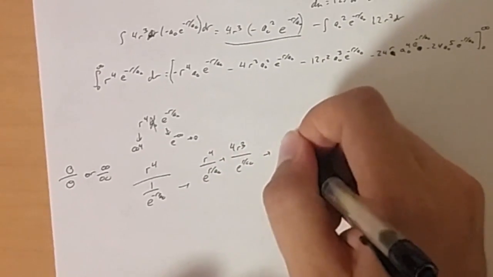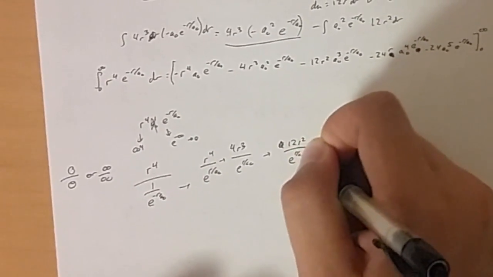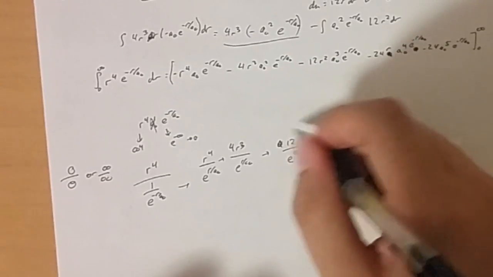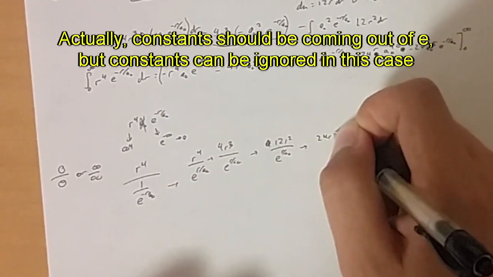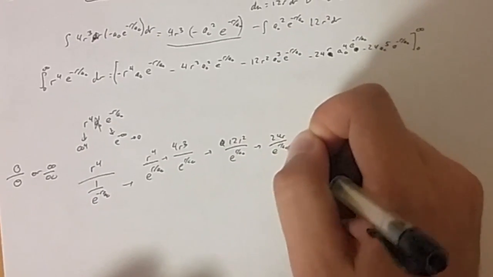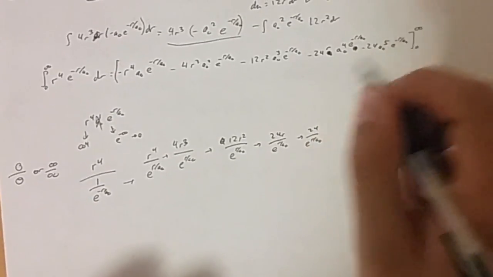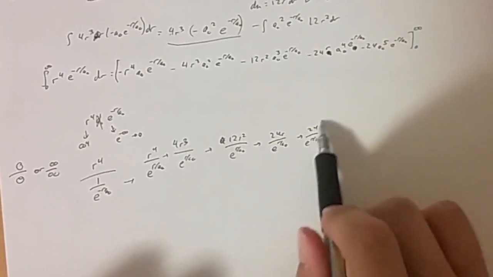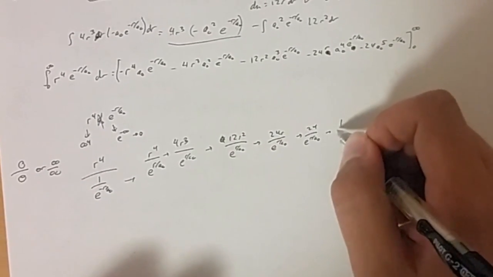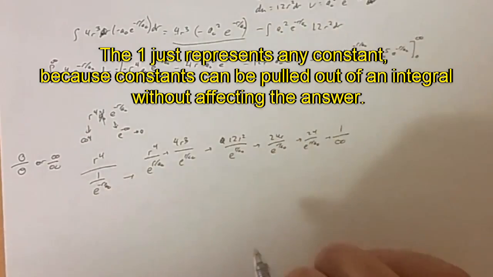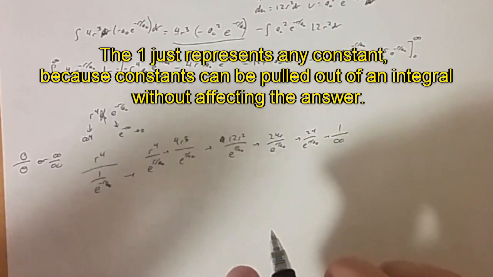This one's getting smaller, we do it again. We get 12r squared over e to the r over a naught. You can see this top guy is just getting smaller and the e is doing nothing. Then we get 24r over e to the r over a naught. And then we get 24 over e to the r over a naught. And now 24 no longer goes to infinity because it's just 24. And then we have this situation where we have 1 over infinity. This is confusing for a lot of people, but 1 over infinity is essentially 0.